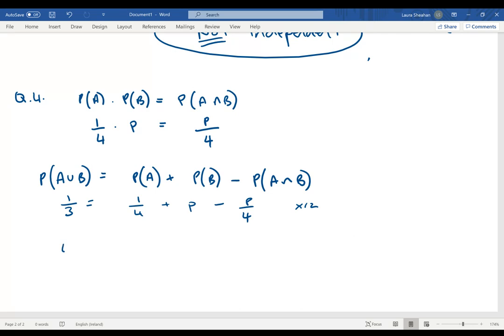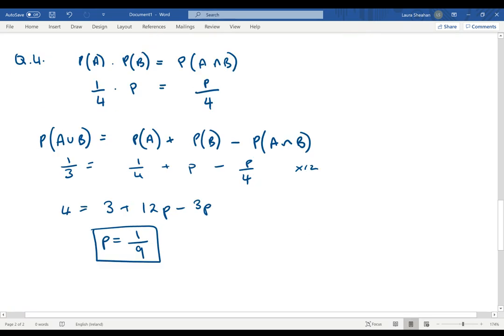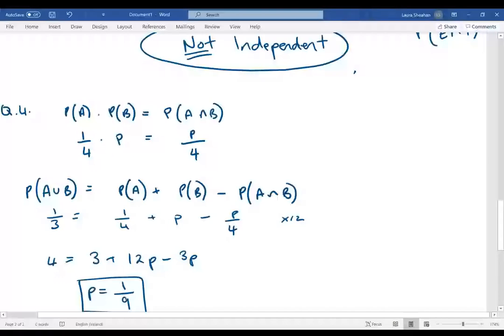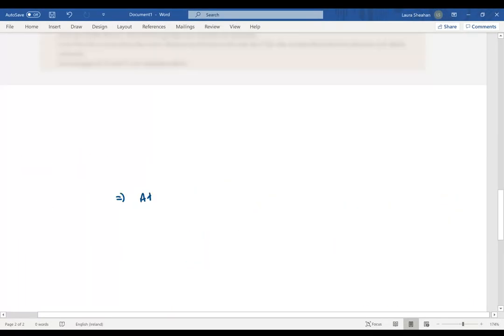A third by 12 is 4. 1/4 by 12 is 3, plus 12p, and 12p over 4 will give me 3p. By simple algebra, you will get that p is equal to 1/9. So the probability of B is 1/9. Okay, question 5 then.